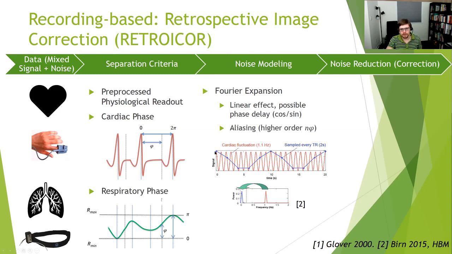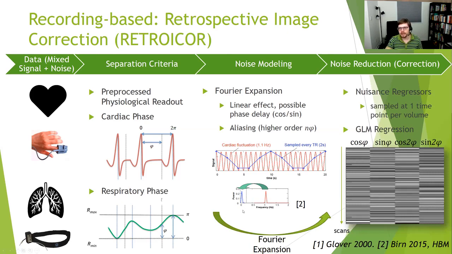Because when you actually sample a cardiac fluctuation that occurs at 1.1 hertz with a TR of only 2 seconds, it actually looks like a very slow fluctuation, here in blue, because your frequency has been aliased or folded into a different part of your spectrum. And that means that you also have to model these higher order effects, otherwise you miss these apparent slow effects of the cardiac cycle.